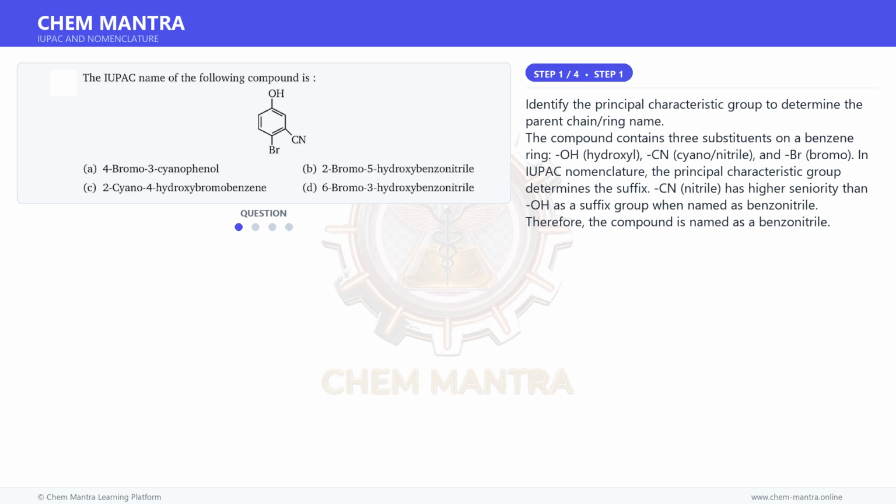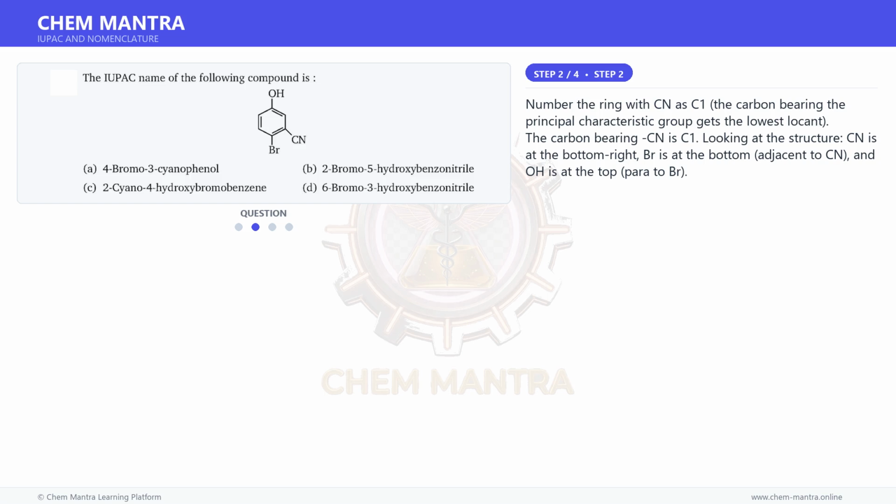Identify the principal characteristic group to determine the parent chain ring name. The compound contains 3 substituents on a benzene ring: OH, hydroxyl; CN, cyano or nitrile; and Br, bromo. In IUPAC nomenclature, the principal characteristic group determines the suffix. CN, nitrile, has higher seniority than OH as a suffix group when named as benzonitrile. Therefore, the compound is named as a benzonitrile.